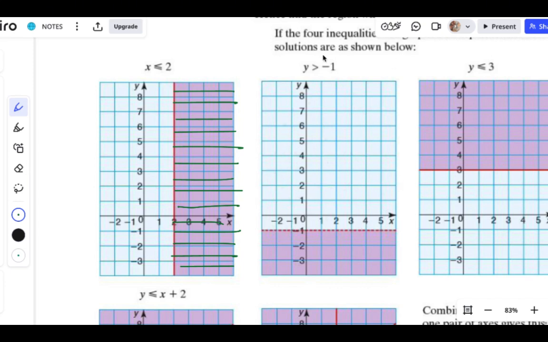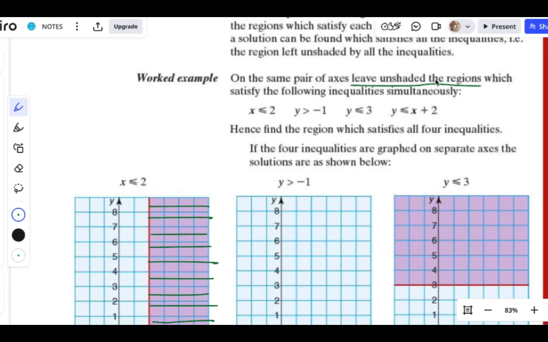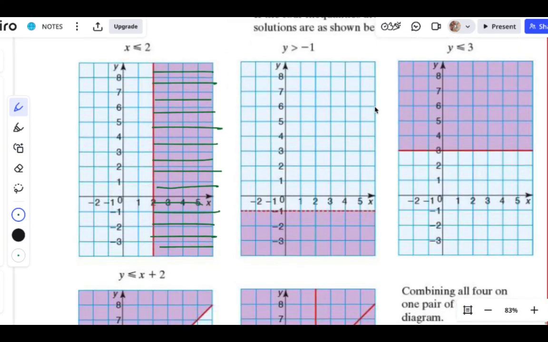But why are we not shading that side? Because the instruction says leave unshaded the region which satisfies the inequality. So we're not going to shade the region which satisfies the inequality. We're going to shade the opposite way, the bottom side. Greater than is supposed to be up, anything above minus 1, but the instructions say we should leave unshaded the region which satisfies that inequality. So we're going to shade the region which does not satisfy the inequality.